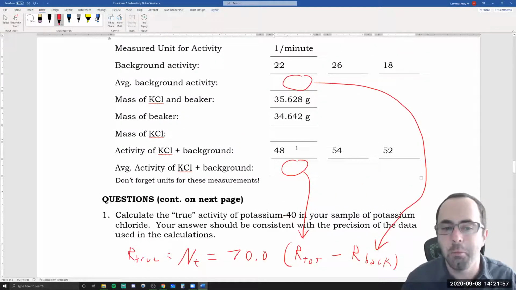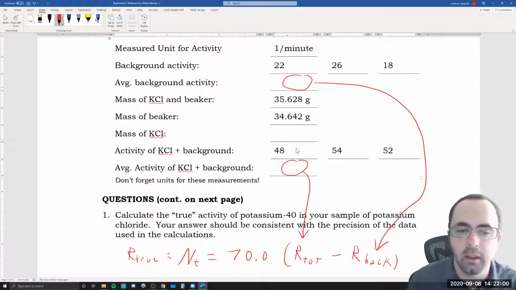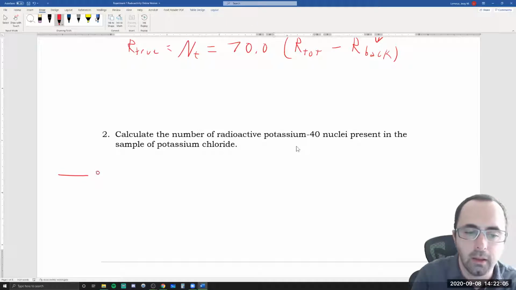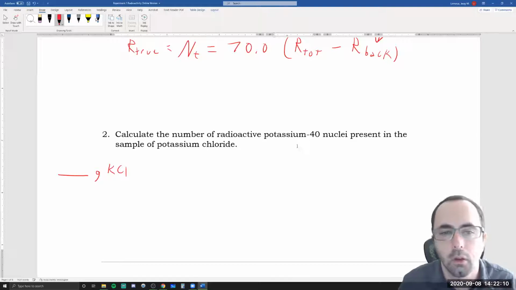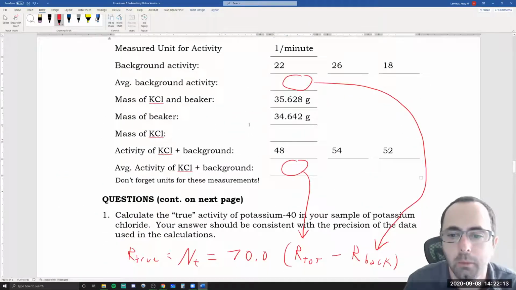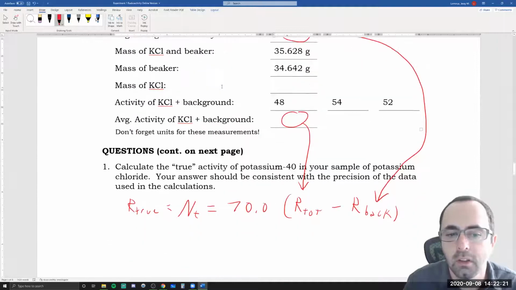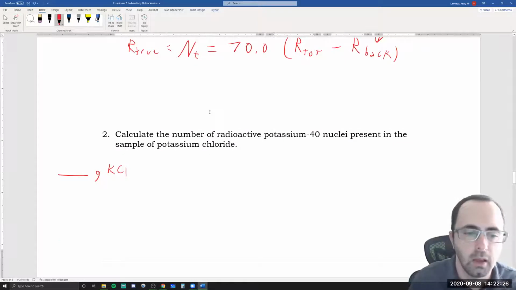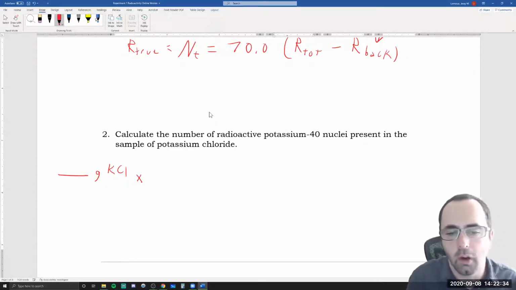Well, you're going to have a mass of the potassium chloride. I'm not going to calculate it for you. It's pretty simple to calculate, but you're going to have blank grams of the potassium chloride here. And you're going to have to convert that to a mass first of potassium atoms. Okay, a mass of potassium atoms. Or sorry, a number of potassium atoms.